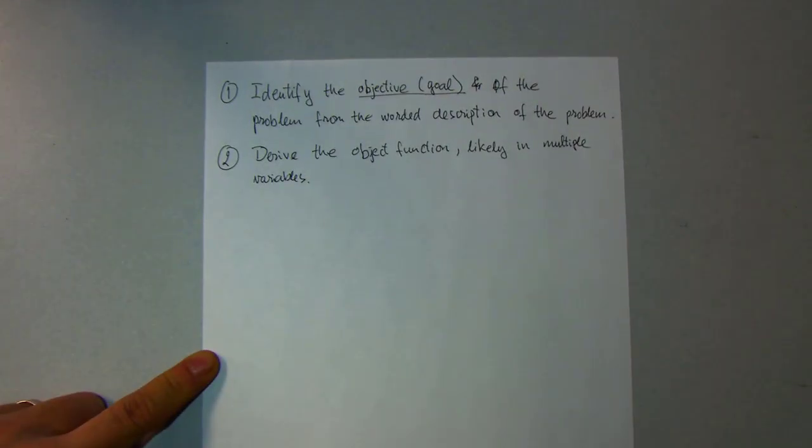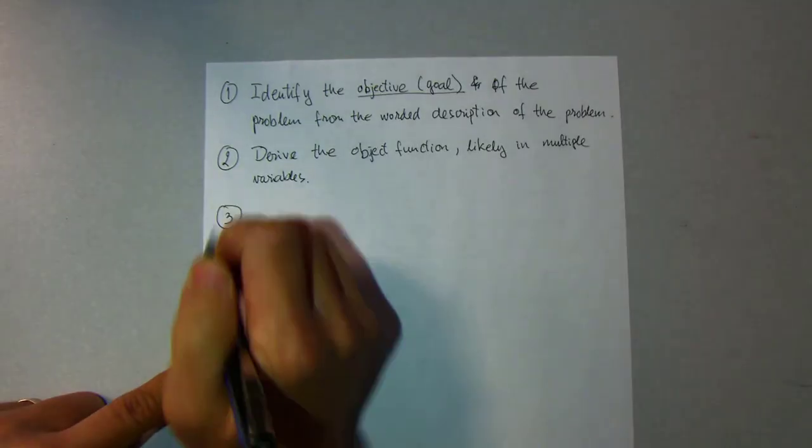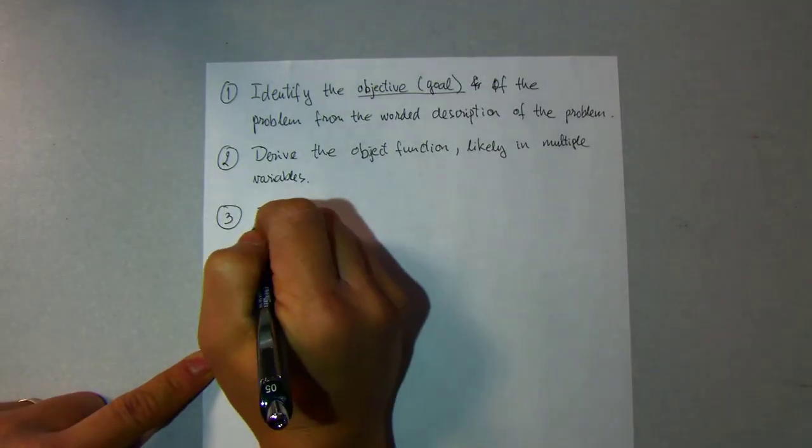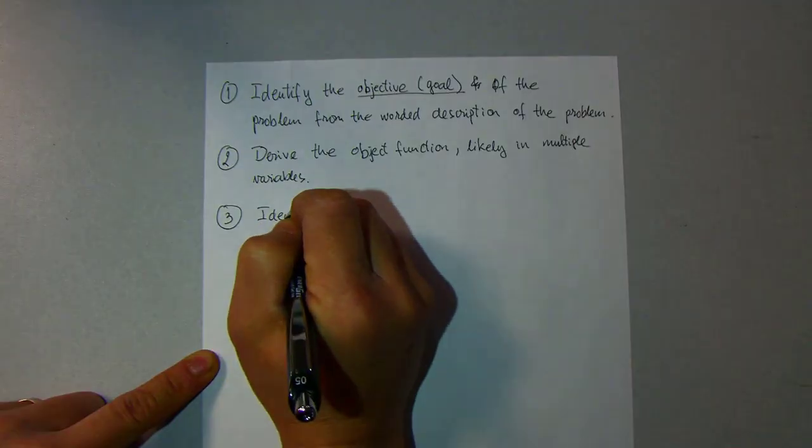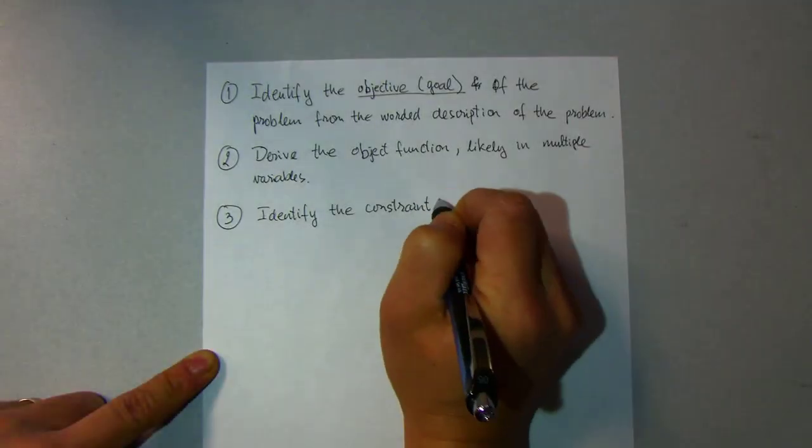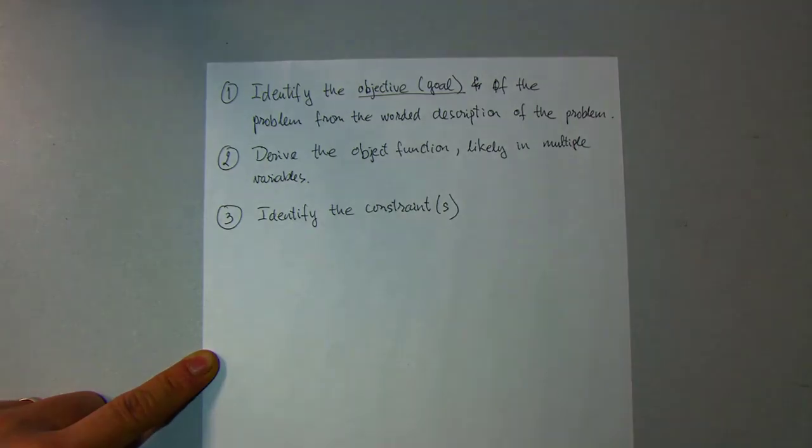And so the next step here, we can identify the constraints. And there can be multiple constraints spotted out.